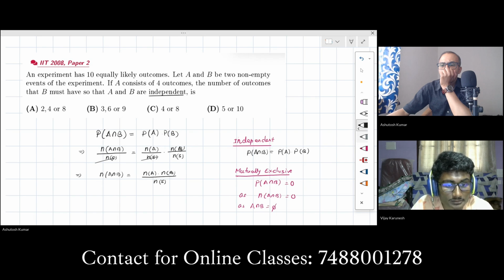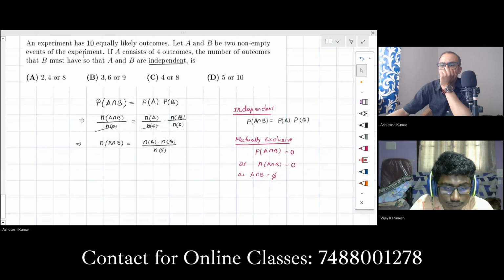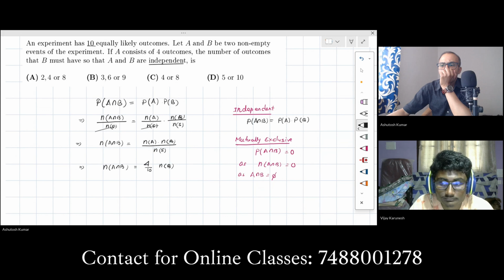Yes, sir. Now, number of A is already given as 4 outcomes. So this is 4. And 10 equally likely means number of S is 10, correct? Yes, sir. So we say number of A intersection B is equal to 4 by 10 times number of B. Now, how do we find out how many outcomes B must have?